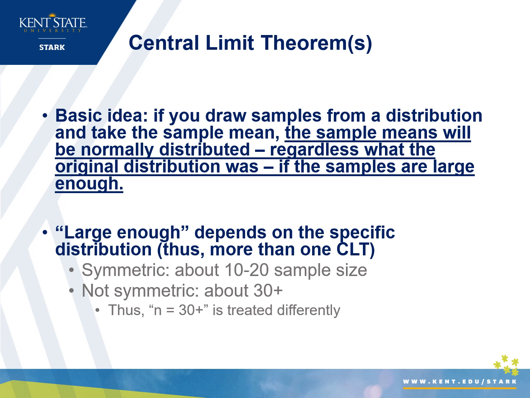That's where things get tricky because it really does depend. In general, if we're dealing with a symmetric data distribution, then a sample size of about 10 to 20 is going to be sufficient. If the original data distribution is not symmetric, you'll need about 30 or more. As a result of this, we're going to treat samples of 30 or more a little bit differently than we do smaller samples.